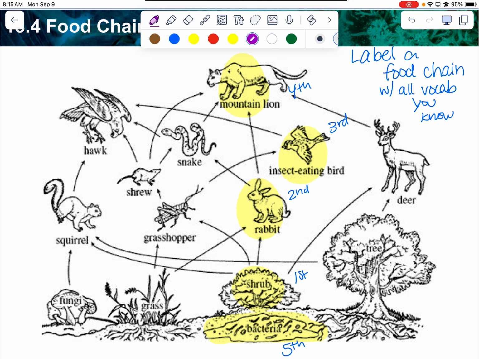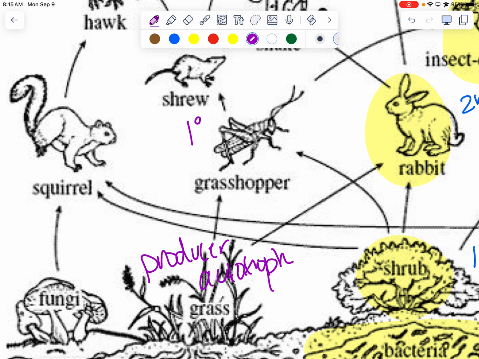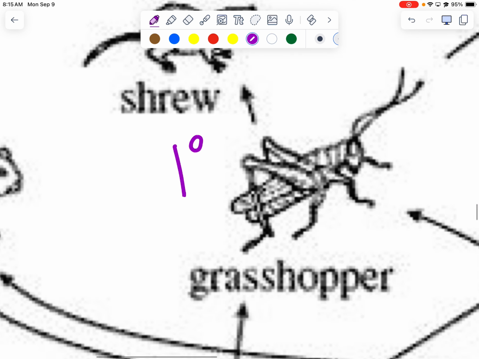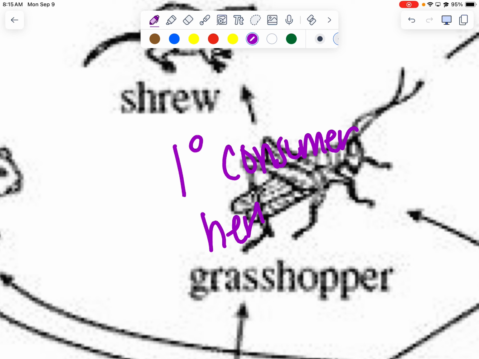So I'm just going to go ahead and start. I'm going to say producer, autotroph, right? Primary is represented with a 1 degree. That's primary. So if you see the little 1 degree right here for the grasshopper, that's primary, and then you have to write consumer. What is another word we can label the grasshopper? Tell me. Herbivore. Anything else?